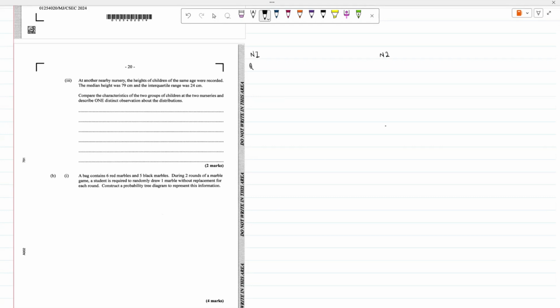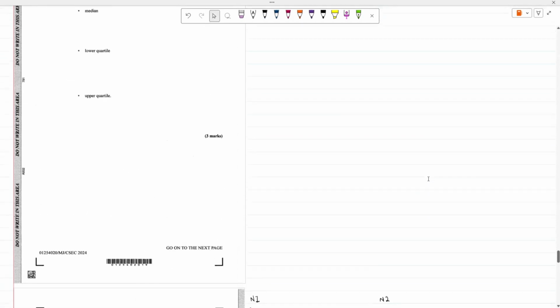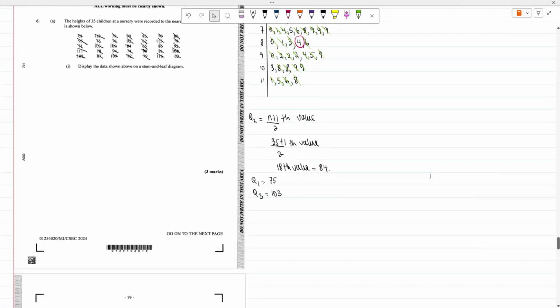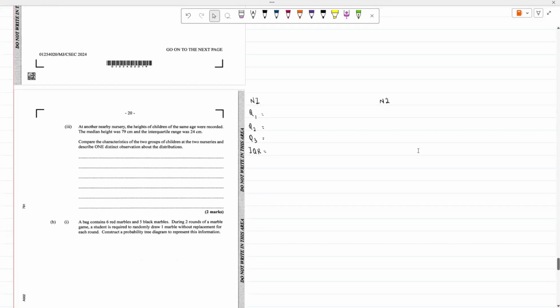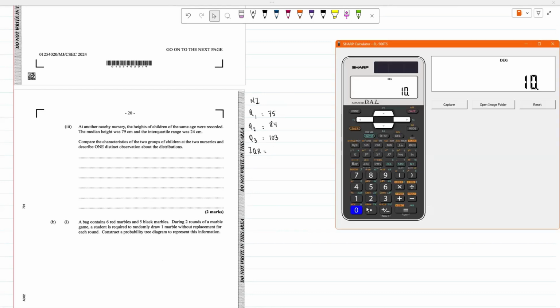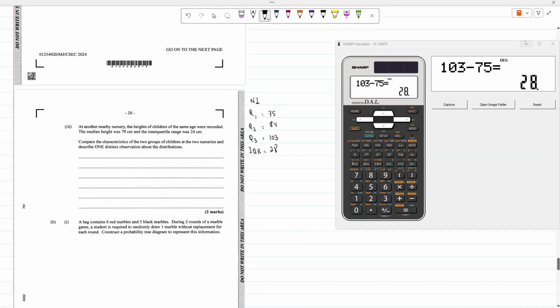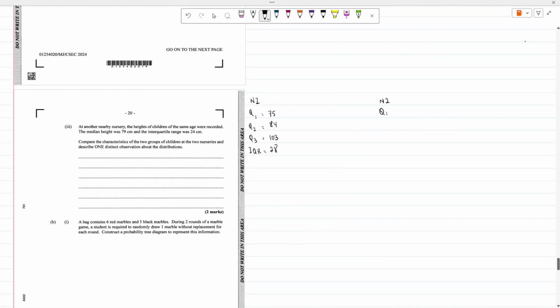Nursery 1, which is the first nursery: Q1, Q2, Q3, and the interquartile range. Q1, Q2, Q3 are 75, 84, 103. Interquartile range is Q3 minus Q1. Check it out. 103 take away 75 is 28. Nursery 2. Let me see what information they give us for nursery 2. If they give us all of this. If not, that's okay.